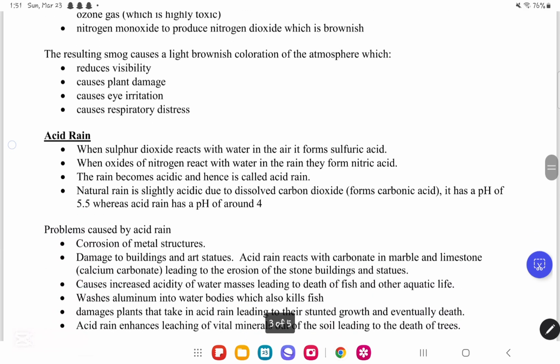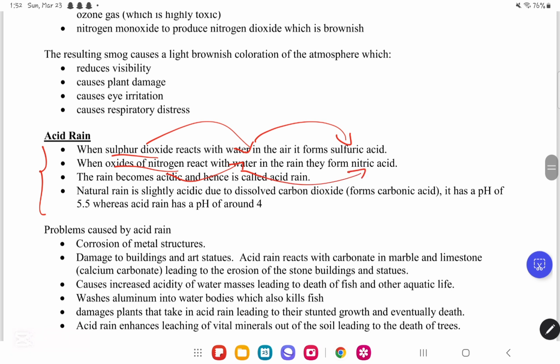Now we will move on to acid rain. So how does acid rain form? Acid rain forms when sulfur dioxide reacts with water in the air, it will form sulfuric acid, which is an acid. So imagine you're walking outside and it starts raining acid. That's very dangerous. Also, when oxides of nitrogen react with water, they form nitric acid.